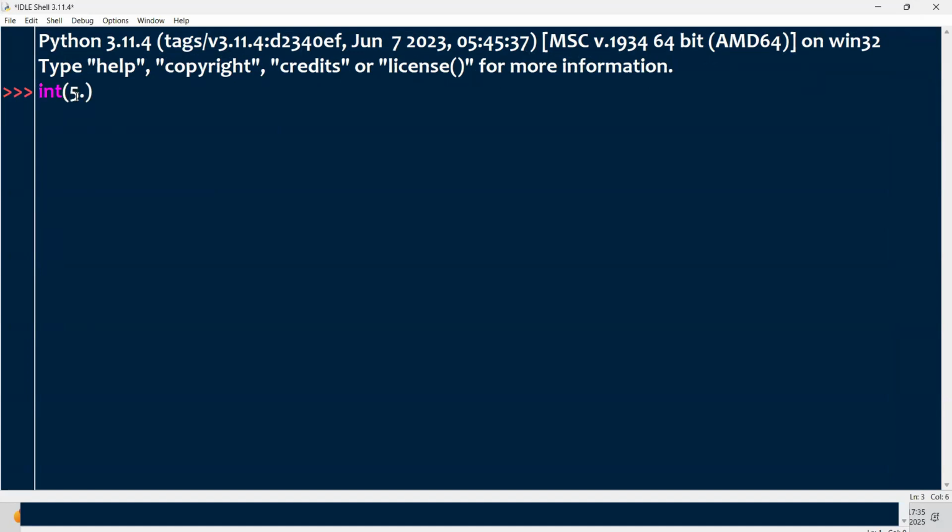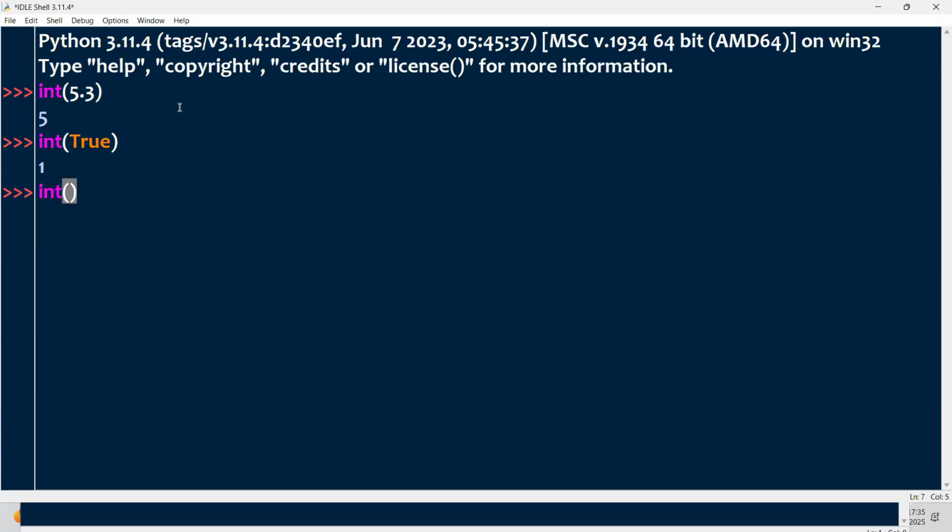Now I want to convert a float value into an integer. What is the result now? 5. Or you can store 5.3 in one variable in the first step, and later pass that variable to the int function. For example, if I say a equal to 5.3, you can pass int of a. Next, int of a boolean value. Is it possible? Yes. This will return 1, because True means 1, False means 0. Remember this.